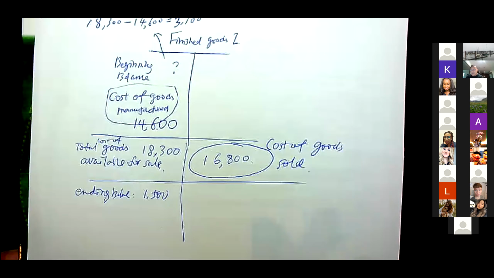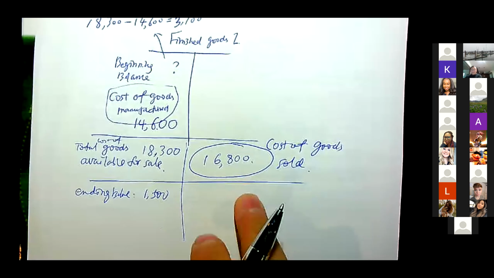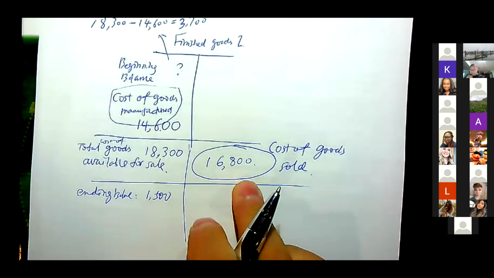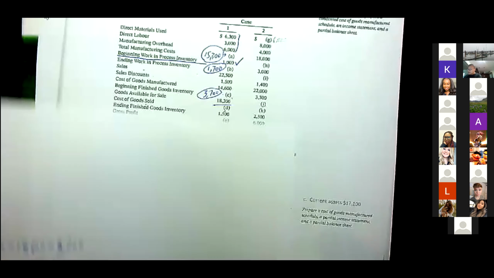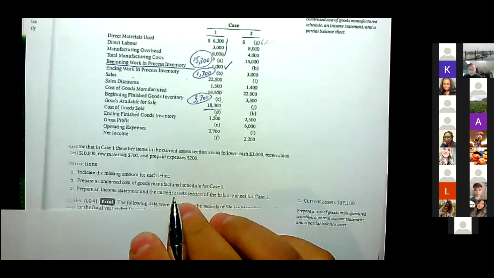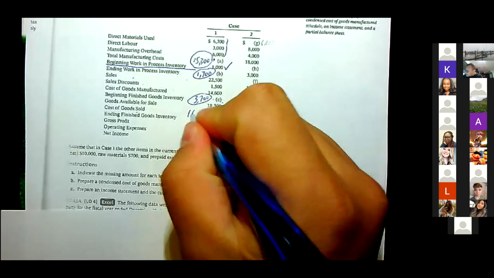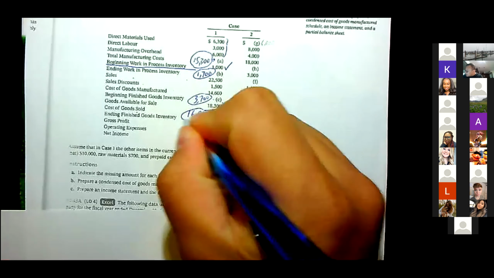So if you are not clear with this, watch my video, okay? There's a reason why I sent you that video ahead of time. So are we good with this? 16,800 for D.